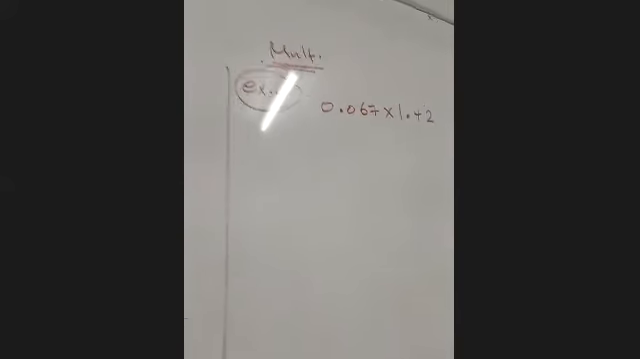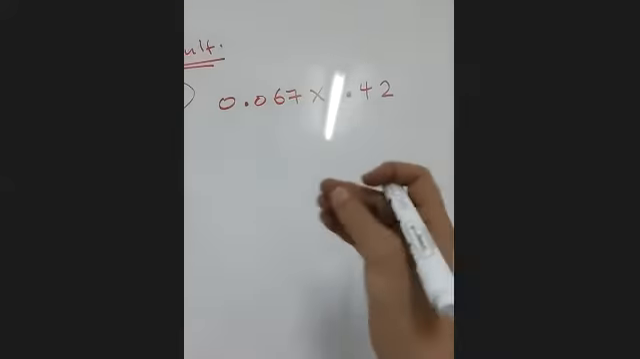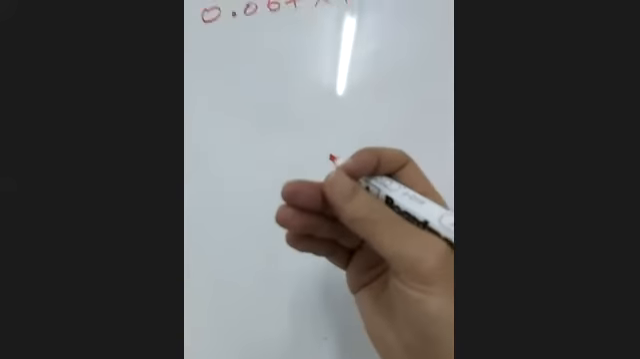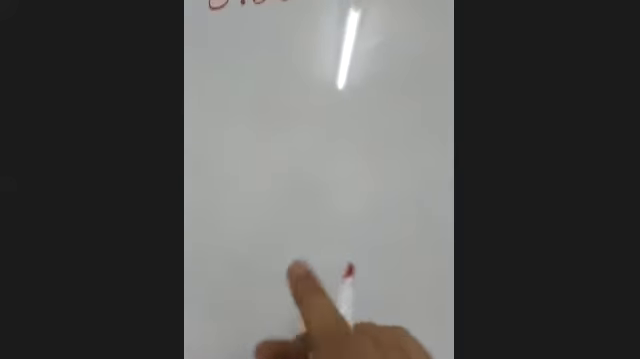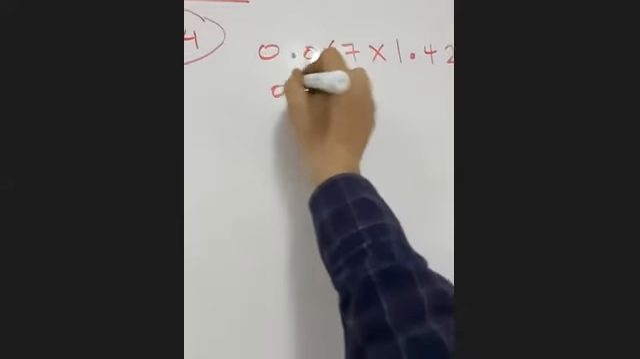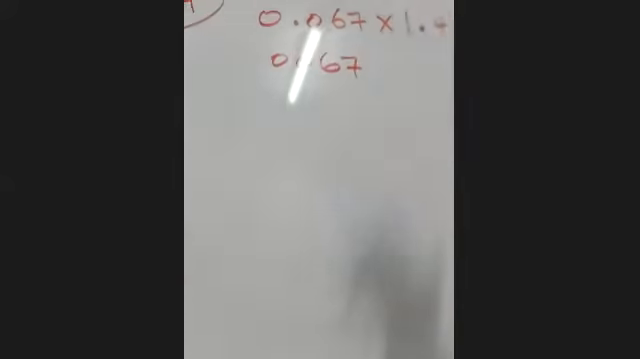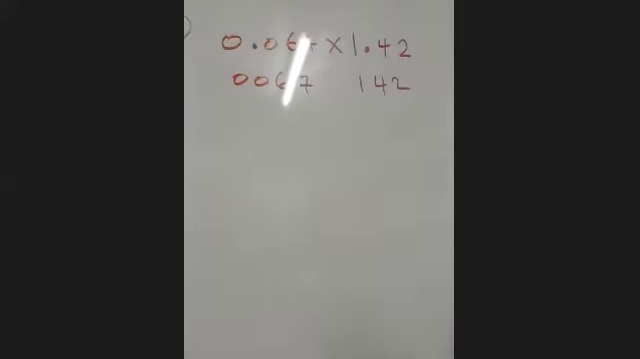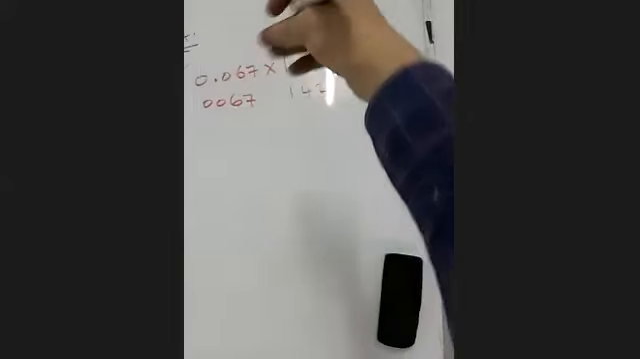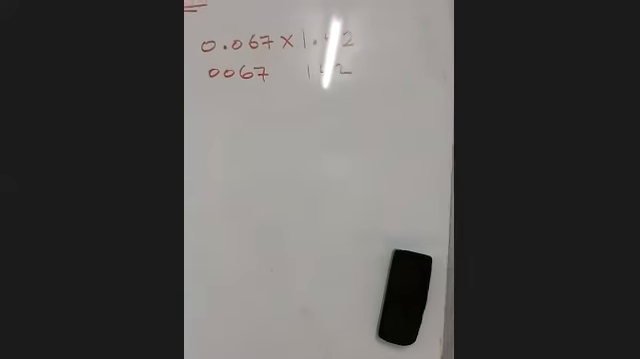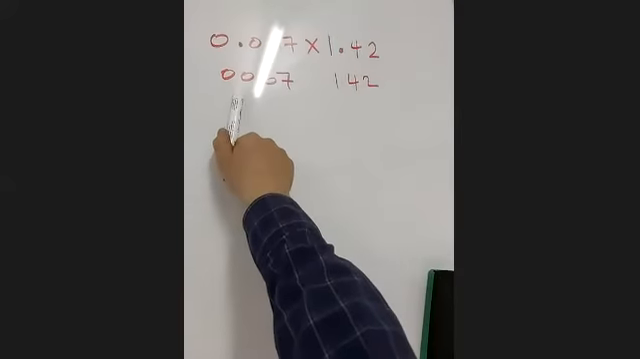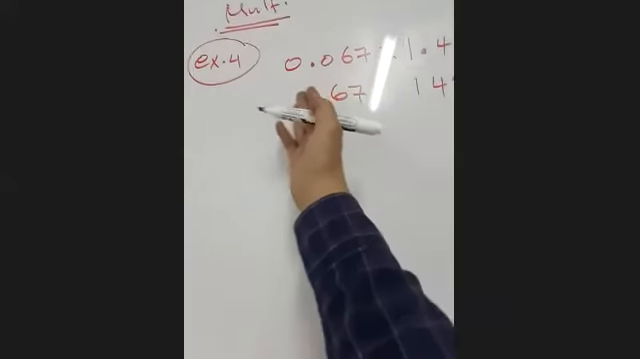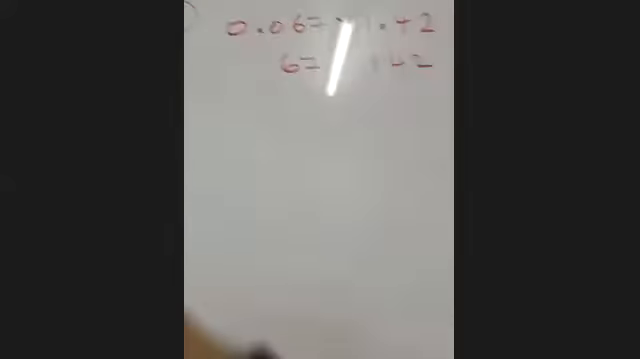Now to multiply, guys, we use the numbers without decimals. So here this number without decimal will be 0067, and this number without decimal will be 142. I just removed the decimals. Now these two zeros have no value, so no need for them.